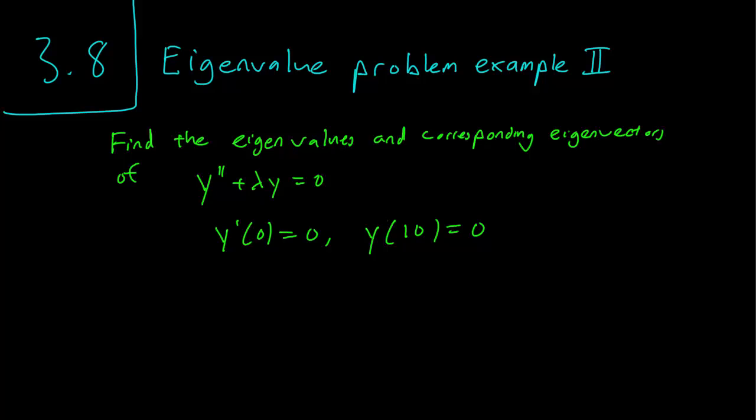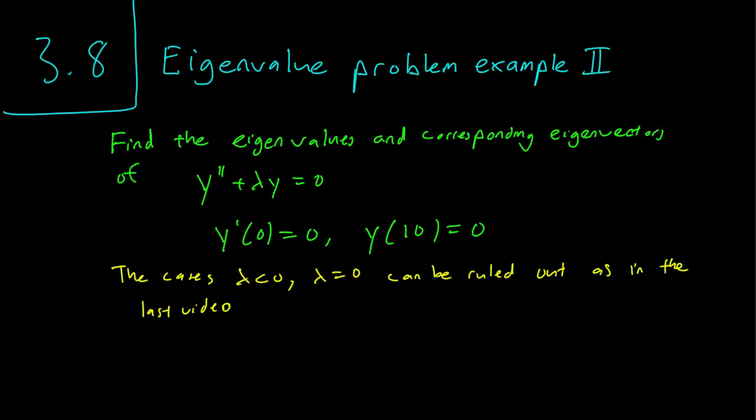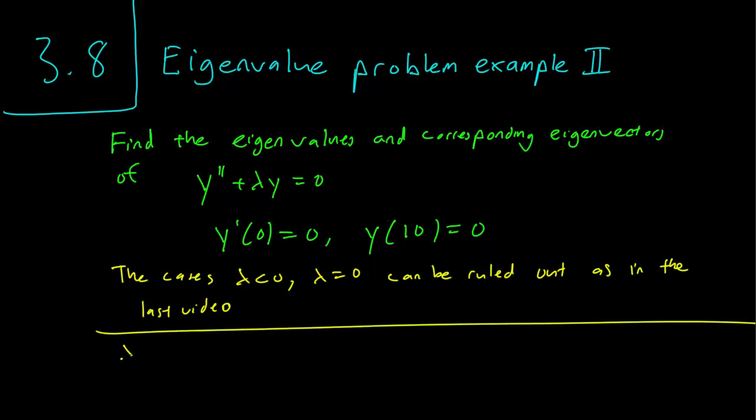So first you have to consider the negative, 0 and positive eigenvalues, but the cases lambda negative and lambda 0 can be ruled out as in the last video. So I'm not going to go through that again. It's going to work out exactly the same way. So let's consider the case where lambda is positive.